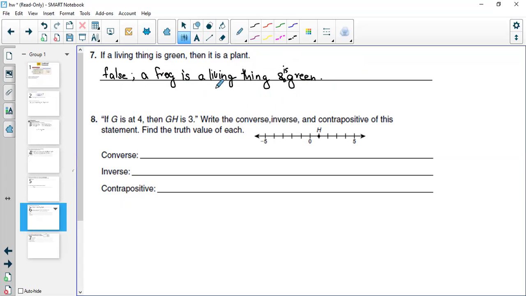And now counter examples don't necessarily need to be only in words. You can use figures, you can use pictures, you can use numbers, anything you want. So if you want to draw a frog also, you can do. Okay, so question number 8.